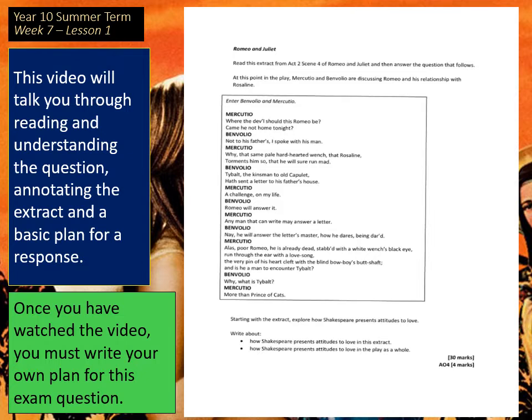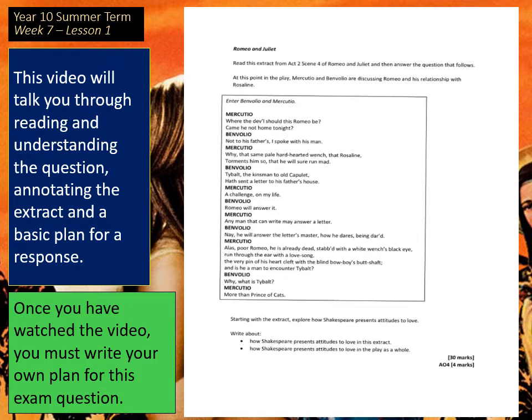Okay, so this is exactly what the exam question would look like in the exam, how it's laid out. You can see at the top, it's got the name of the play so that you know you're answering the right question. And then it will say something like this. Read this extract from Act 2, Scene 4 of Romeo and Juliet, and then answer the question that follows. At this point in the play, Mercutio and Benvolio are discussing Romeo and his relationship with Rosaline.